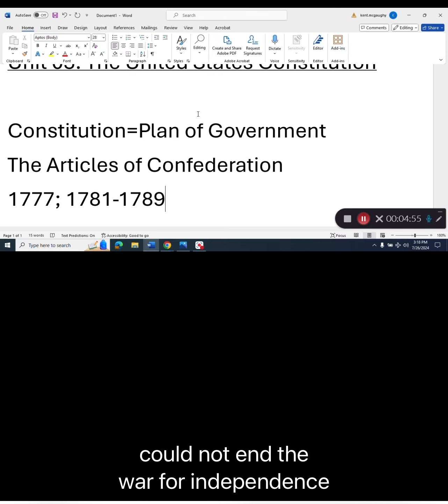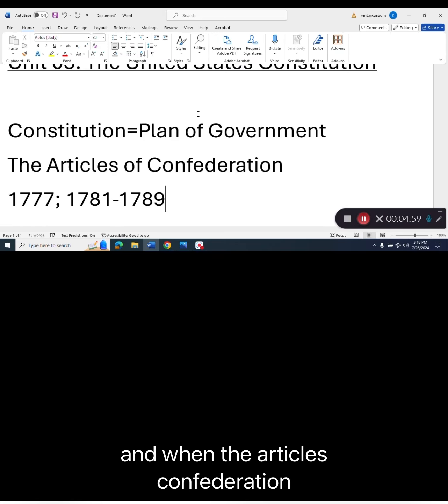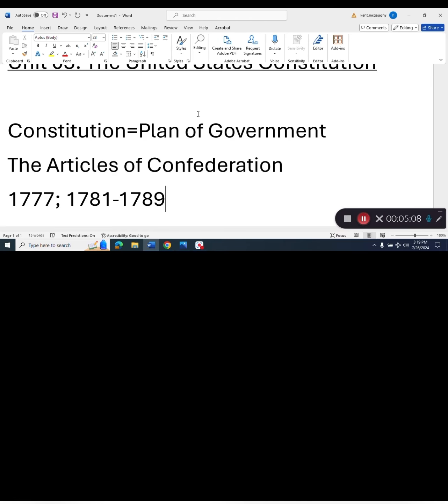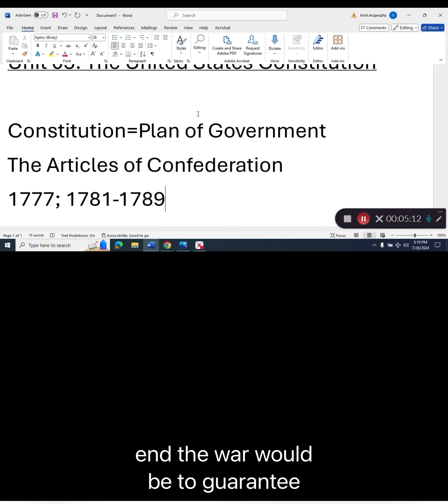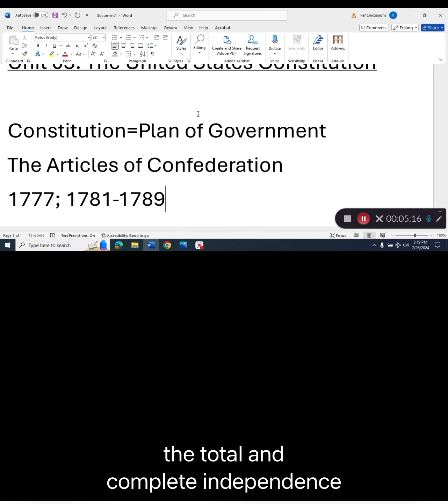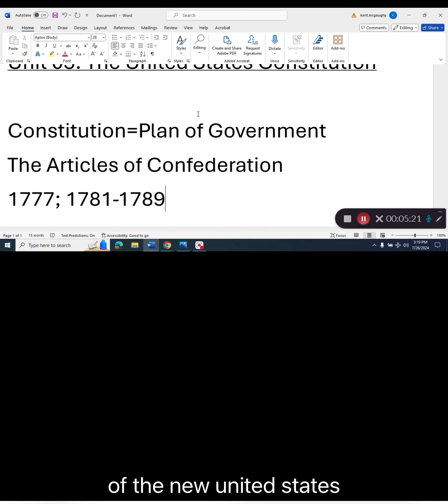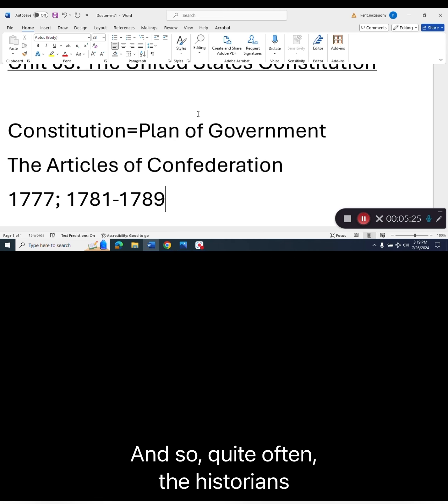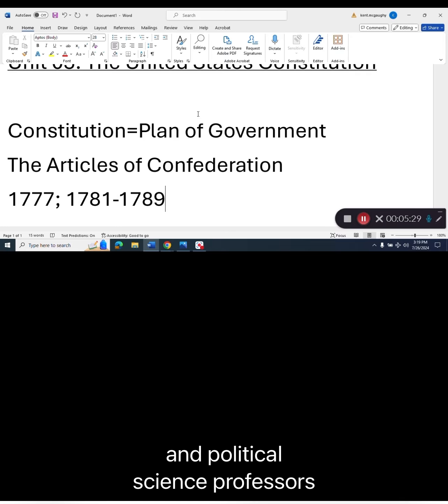It could not end the war for independence. And when the Articles of Confederation took effect, that meant only the British could end the war. And the only way the British could end the war would be to guarantee the total and complete independence of the new United States. And so, quite often, the historians and political science professors take the Articles of Confederation too seriously as a plan of government. The best way to understand it is it's a war document.